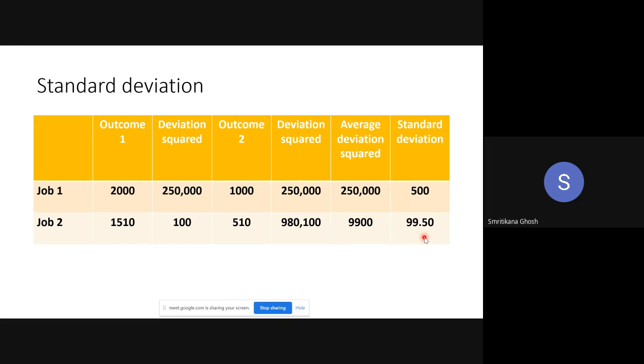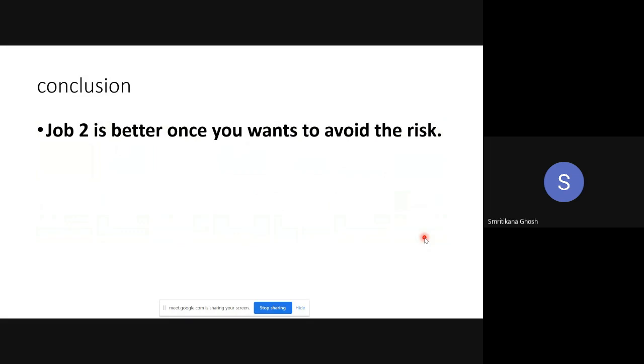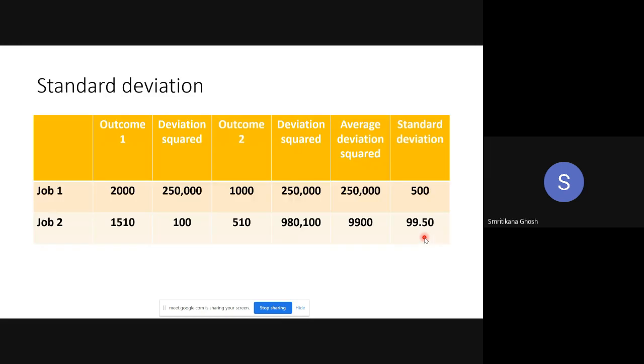Because deviation means, if you cannot achieve, you have to face a lot of problem. But job 2 is minimizing it. In both the cases that may happen, but in job 2 the chance is lower than job 1. So standard deviation is helping us to take the decision that okay, go for job 2. Now this is the conclusion. Job 2 is better if you want to avoid the risk, otherwise job 1 is a good one.